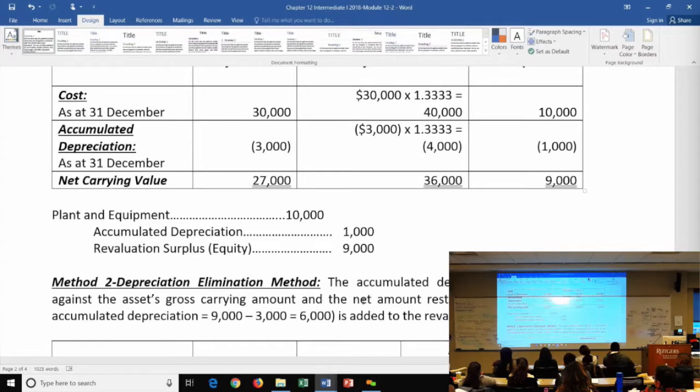So the nice thing about this, assets are at fair value, depreciation is properly stated, it matches better with inflated sales dollars and revenues, and the gain does not distort net income.